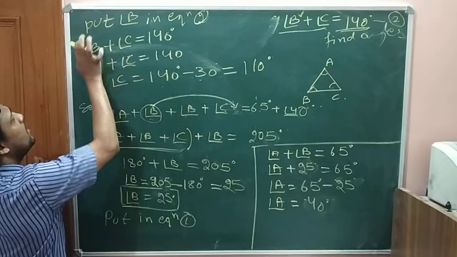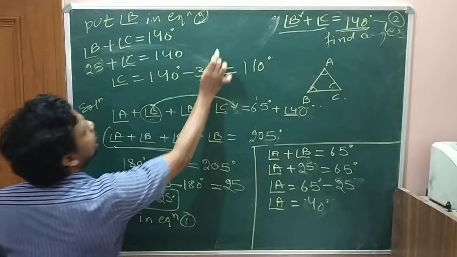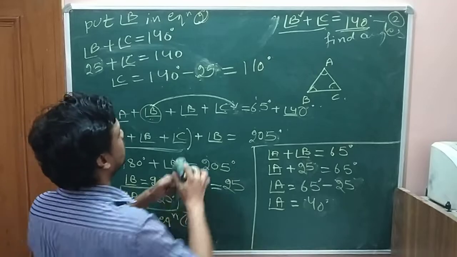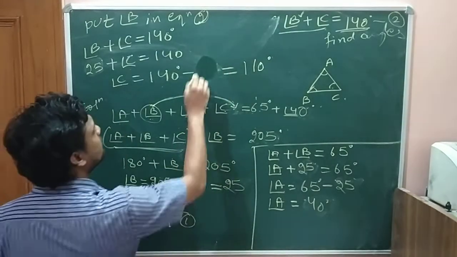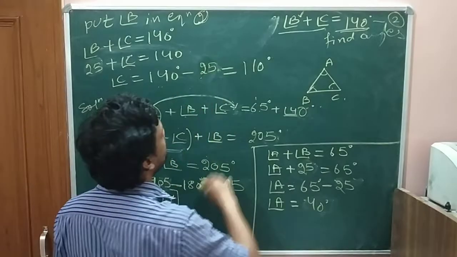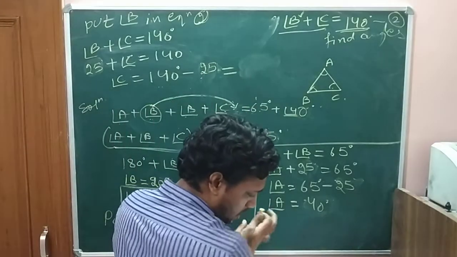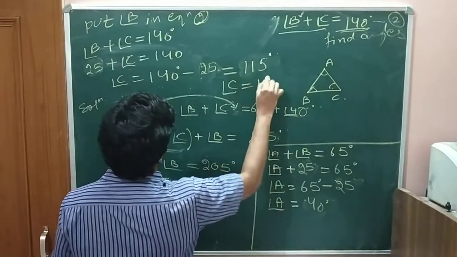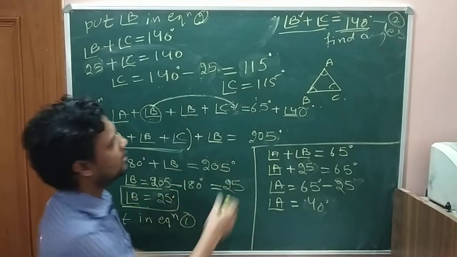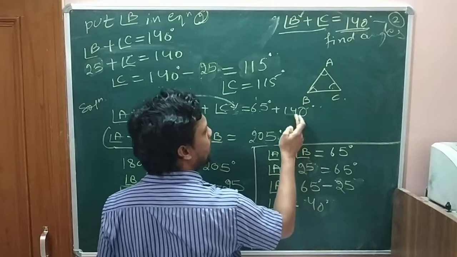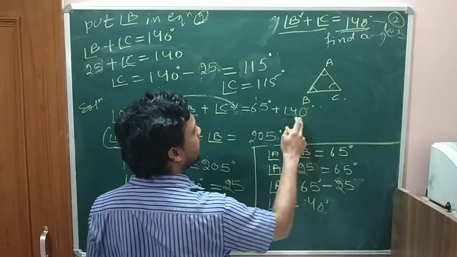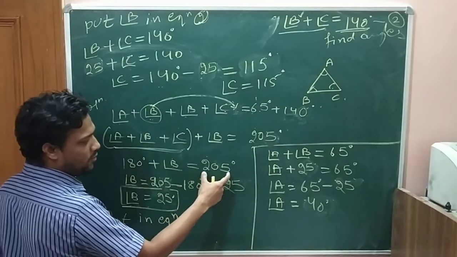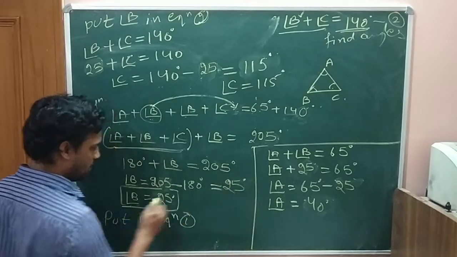Here also angle B is 25. C is 140 minus 25, that is 115 degrees. Sometimes this happens, students, so don't get confused. Instead of 140, by mistake I took the value 145. After adding, it comes to 205, and 180 subtracted from 205 comes to 25 degrees. It means the value of B is 25 degrees.